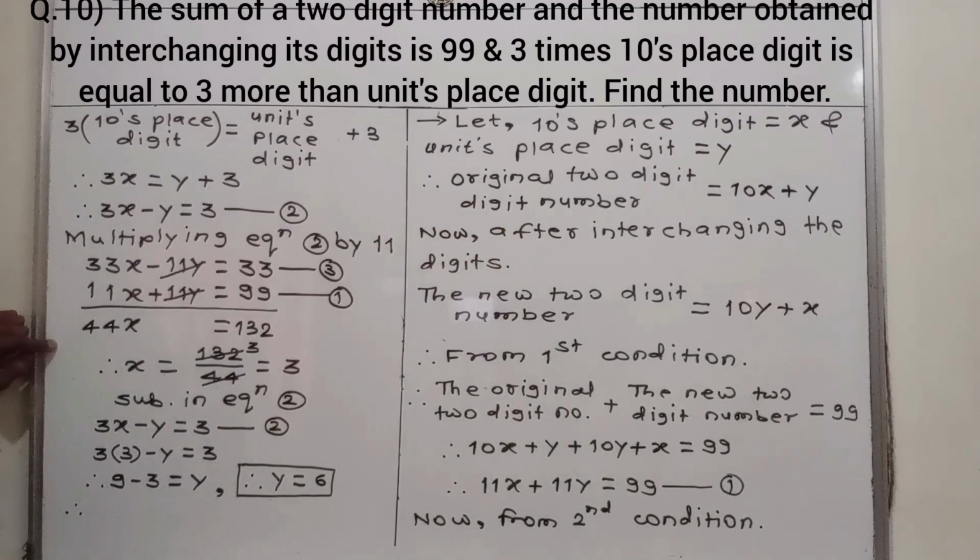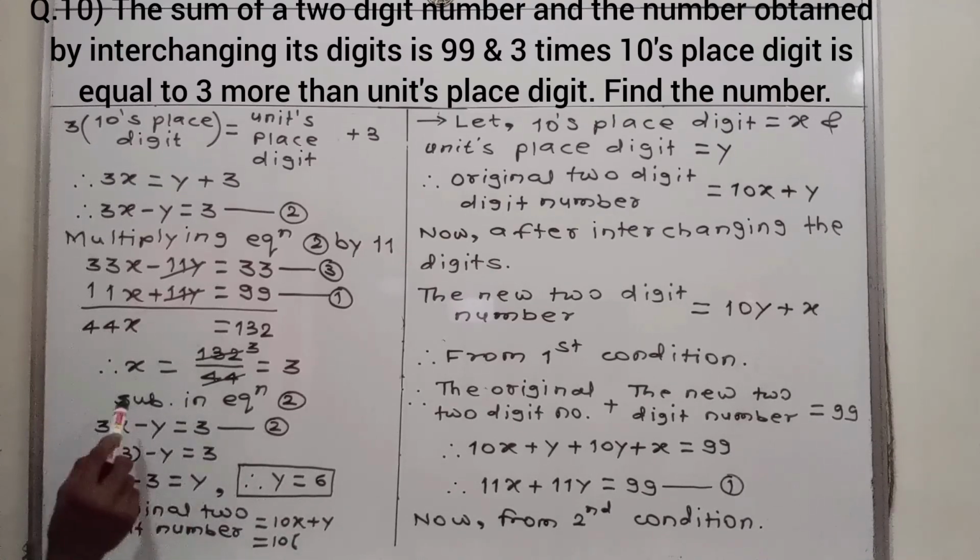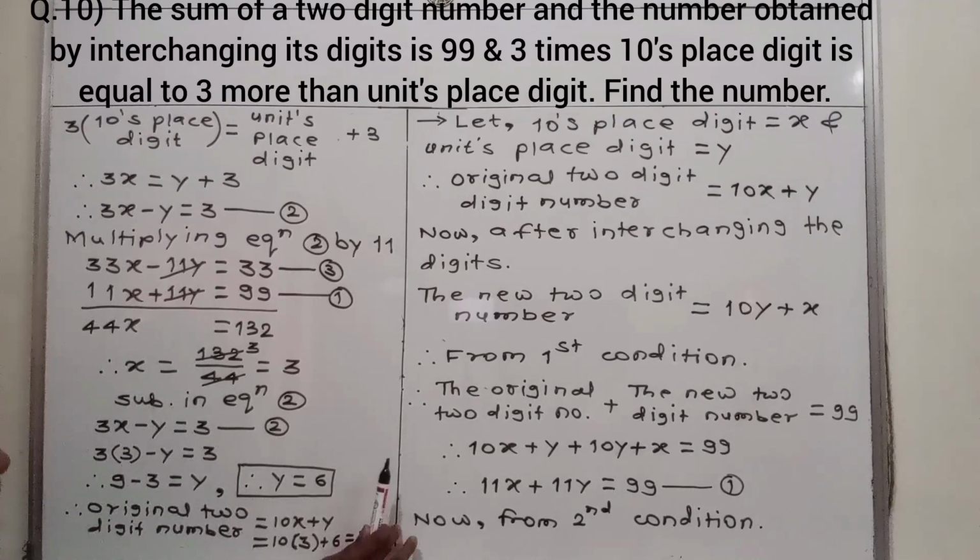Therefore, the original two-digit number is equal to 10x plus y is equal to, we write here 10 into the value of x, 3, plus the value of y is equal to 30 plus 6. 30 plus 6 is equal to 36. Did you get it?